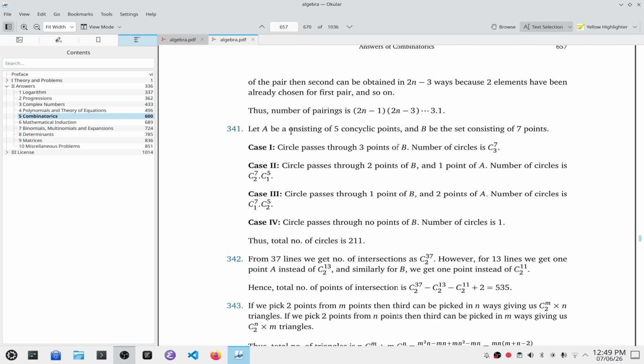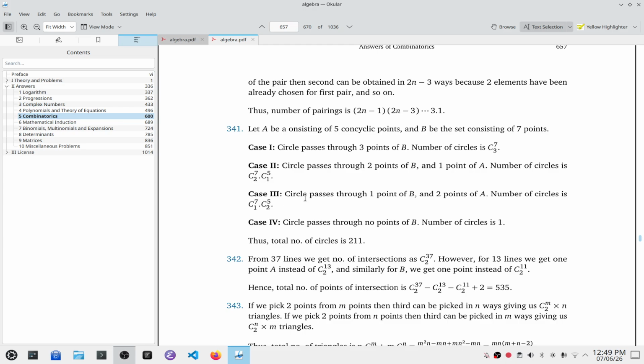So let A be the set consisting of 5 cyclic points, and B the set consisting of 7 points. Case 1, circle passes through 3 points of B. Number of circles is 7C3. Case 2, circle passes through 2 points of B and 1 point of A. Number of circles is 7C2 times 5C1.